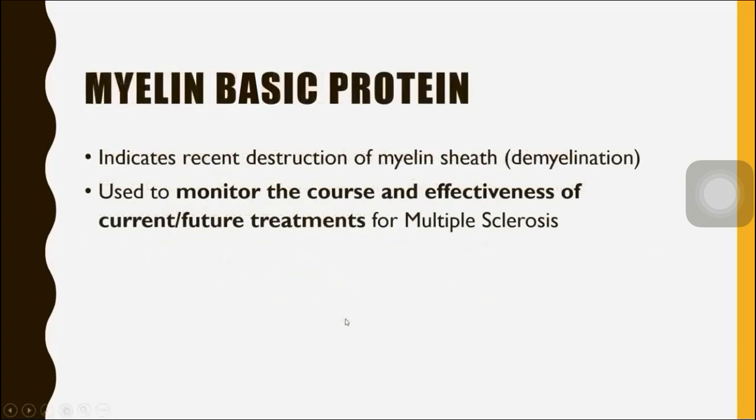Next, we have our myelin basic protein. Myelin basic protein indicates recent destruction of the myelin sheath. It is used to monitor the course and effectiveness of treatments for multiple sclerosis. As I mentioned earlier, multiple sclerosis is an autoimmune disease characterized by the presence of autoantibodies towards the myelin sheath. So if there is destruction of the myelin sheath, you can measure this to monitor the effects of multiple sclerosis.